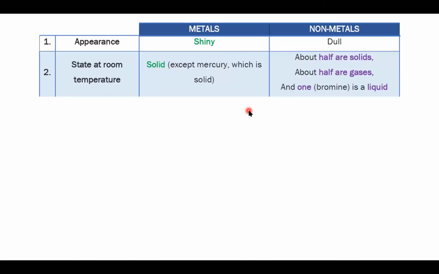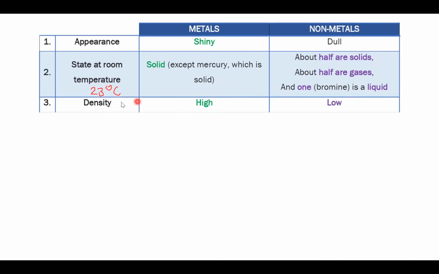When it comes to what they look like at room temperature, that means around 23 degrees Celsius, metals will be in the solid state. They are usually solids. For non-metals at room temperature, half of them are solids, half of them are gases, and one of them is a liquid.